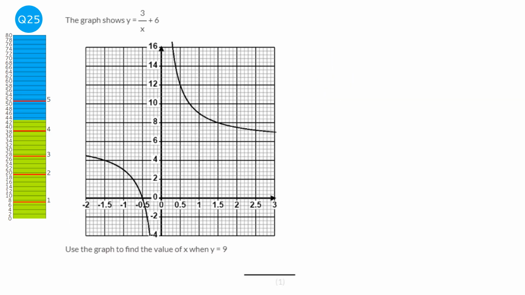So we're going to first of all work out where 9 is on the y-axis. Well, we've got 8 here and 10 here, so 9 will be halfway in between. And what we're going to do now is just draw a line across at 9, and then wait until it hits the line, and then we're going to draw a line down, and you can see here that x is 1. So our answer is that x equals 1.